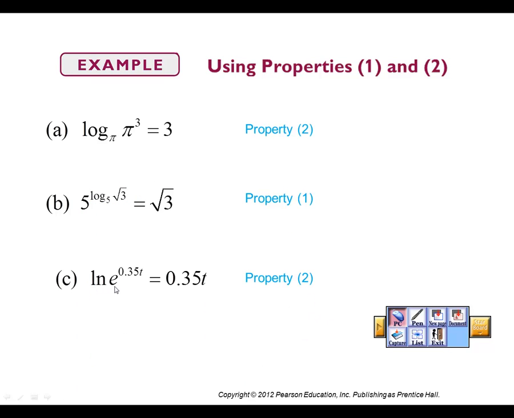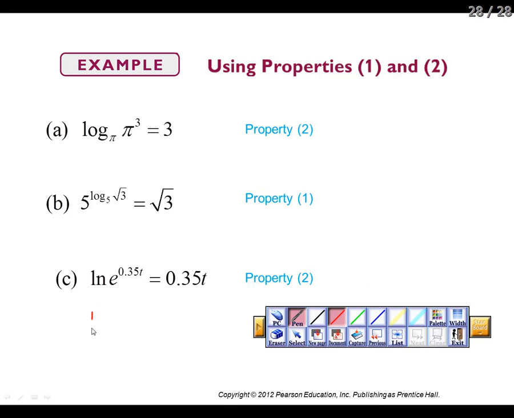Now natural log and e are inverses of each other, so this would be like log base e. Here we have e to the 0.35t, and the log base e and the base for our exponent are the same. So in this case, the entire exponent 0.35t is the answer. So the answer is going to be 0.35t.